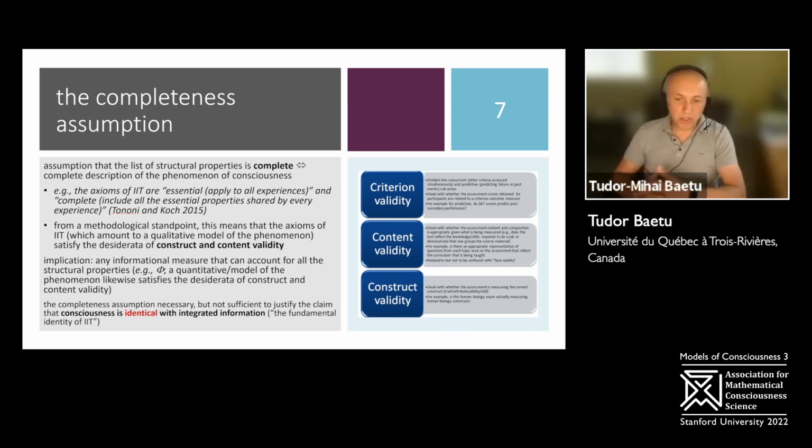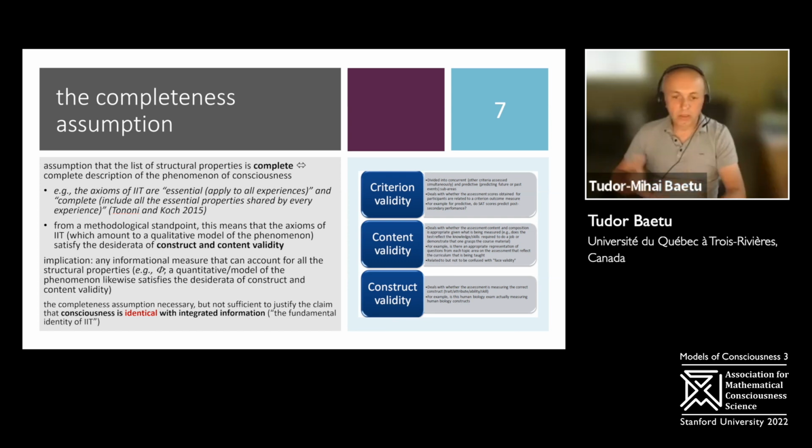Of course, by implication, any informational measure or any index of complexity that can account for all the structural properties of consciousness, for example the quantity phi, likewise satisfies these desiderata of construct and content validity. Now, of course, none of this is proven, but ideally this is important from an experimental point of view: determining that indeed the description is complete.